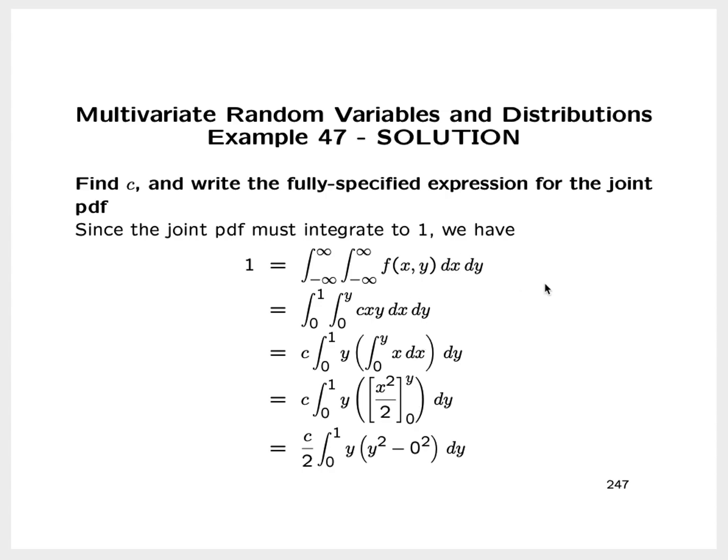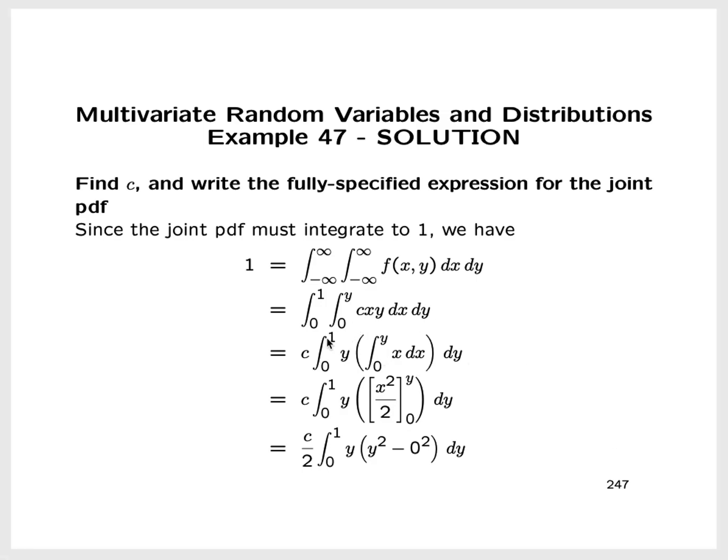So to find the constant c, we're going to integrate the joint PDF over the entire plane. We know that that has got to be equal to 1 because f is a joint PDF. And when we do this, it simplifies to something a little bit different than in the other example. Here, we have the integral where x goes from 0 to y, and y goes from 0 to 1. And over that subset of the sample space, the PDF evaluates to c times x times y.